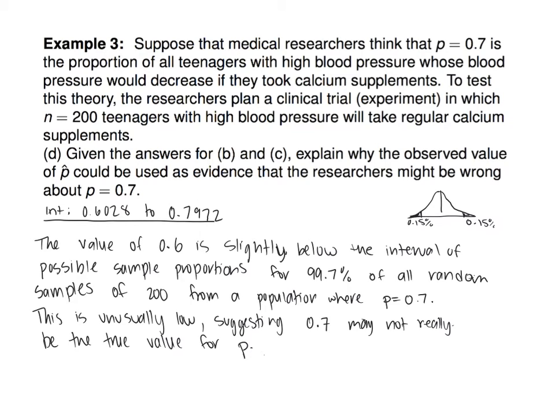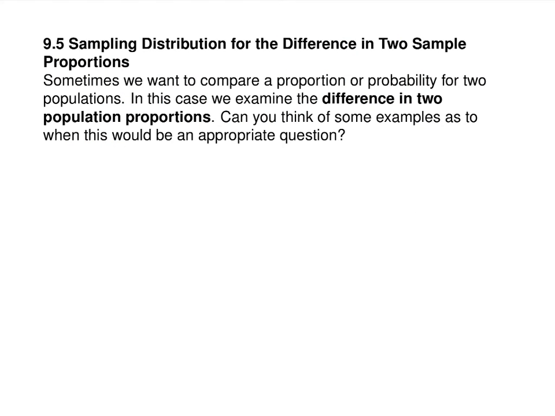And we're going to return to that confidence interval reasoning repeatedly in this unit. Next, we're going to talk about sampling distributions for the difference in sample proportions. Sometimes we want to compare a population proportion or probability for two populations. In this case, we're going to examine the difference in two population proportions. Can you think of some examples as to when this would be an appropriate question?